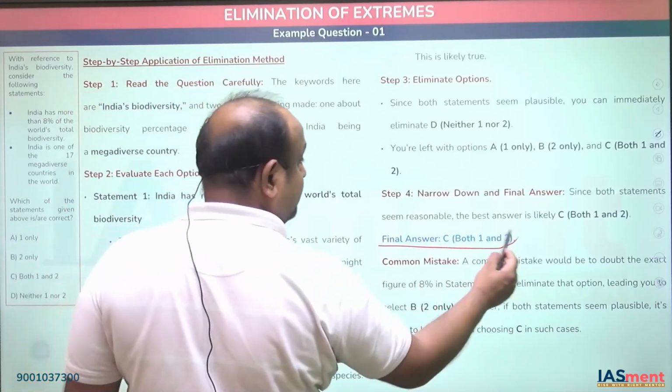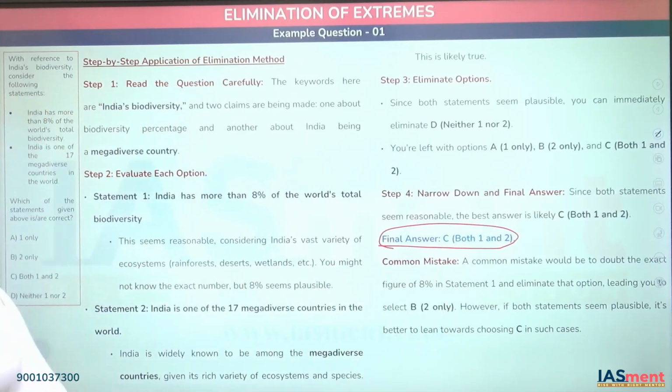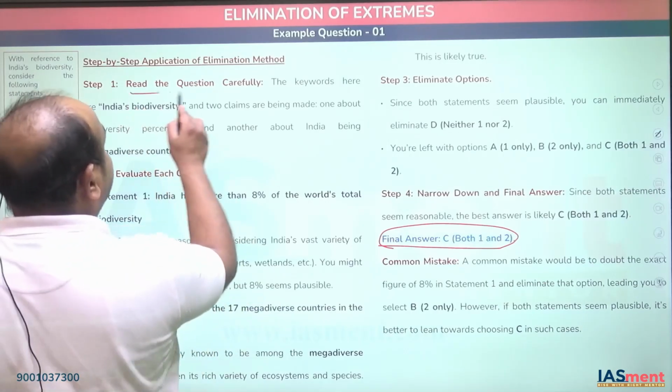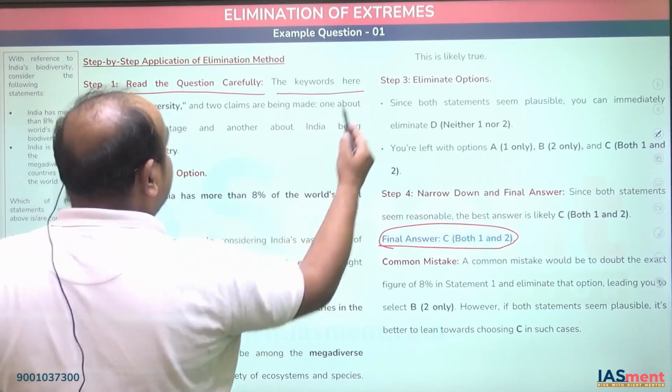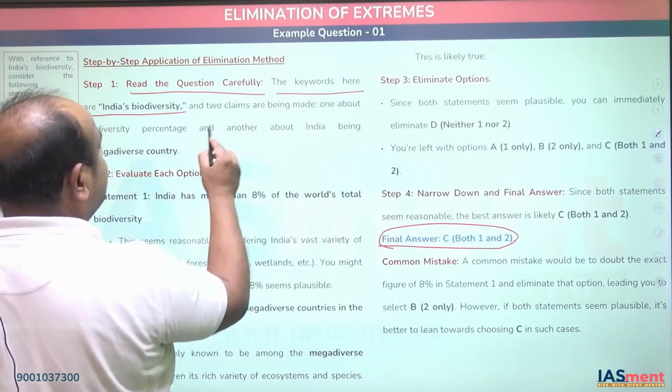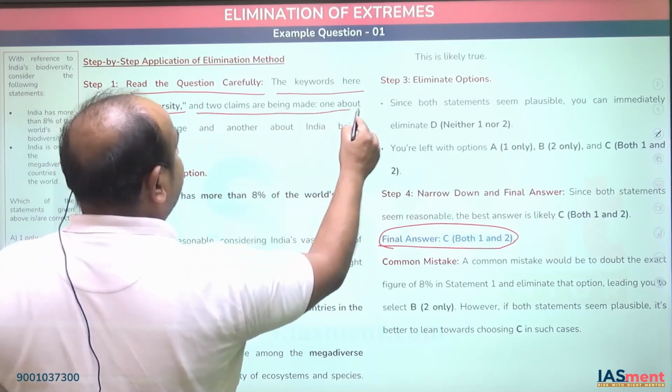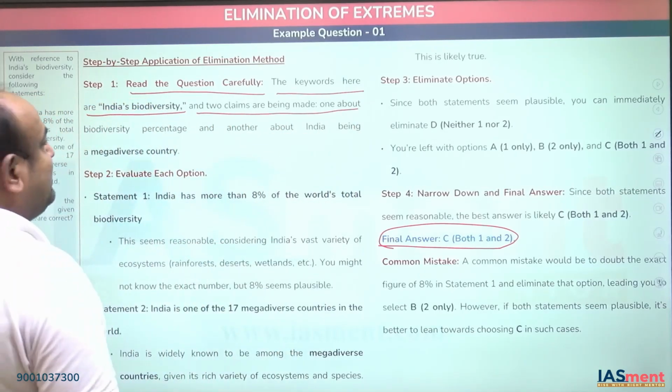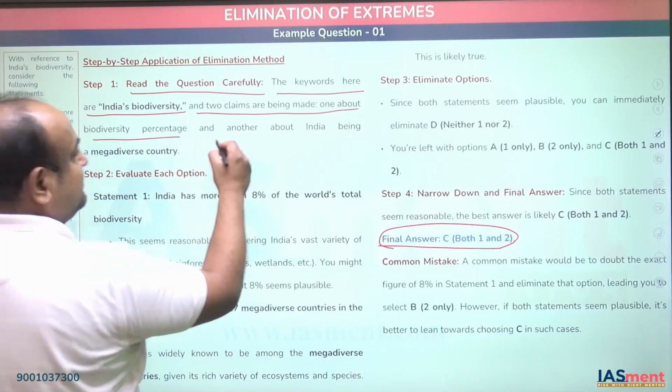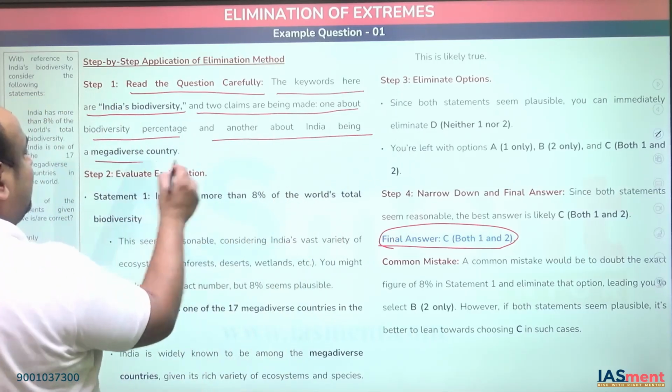Correct answer. See here how the things have been applied. Read the question carefully. The keywords here are India's biodiversity. And two claims are being made: one about biodiversity percentage and another about India being a mega diverse country.